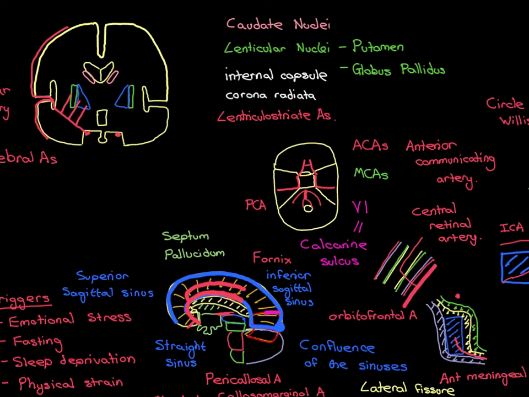Now, remember, everything is extra-axial. It's all in the subarachnoid space. And the subarachnoid space over here is continuous with the subarachnoid space here. They're very close to one another. So you can build a little connection between the internal carotid artery and the posterior cerebral arteries. And indeed, this connection exists. So here, there's a connection here, and there's a connection here.